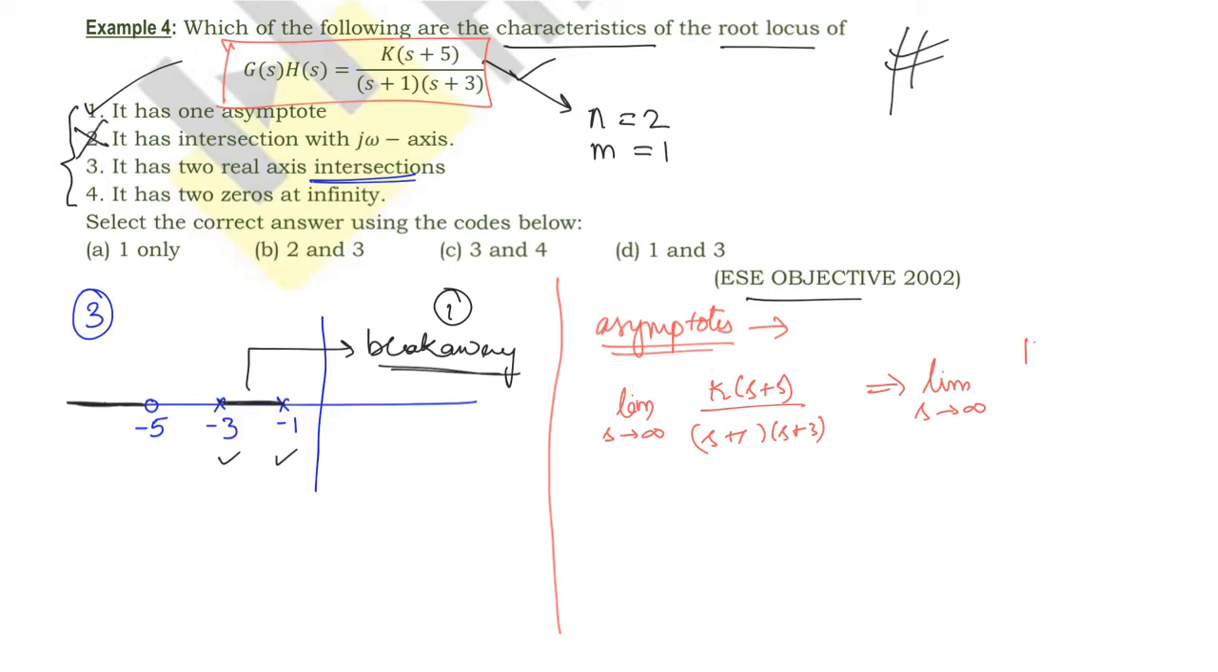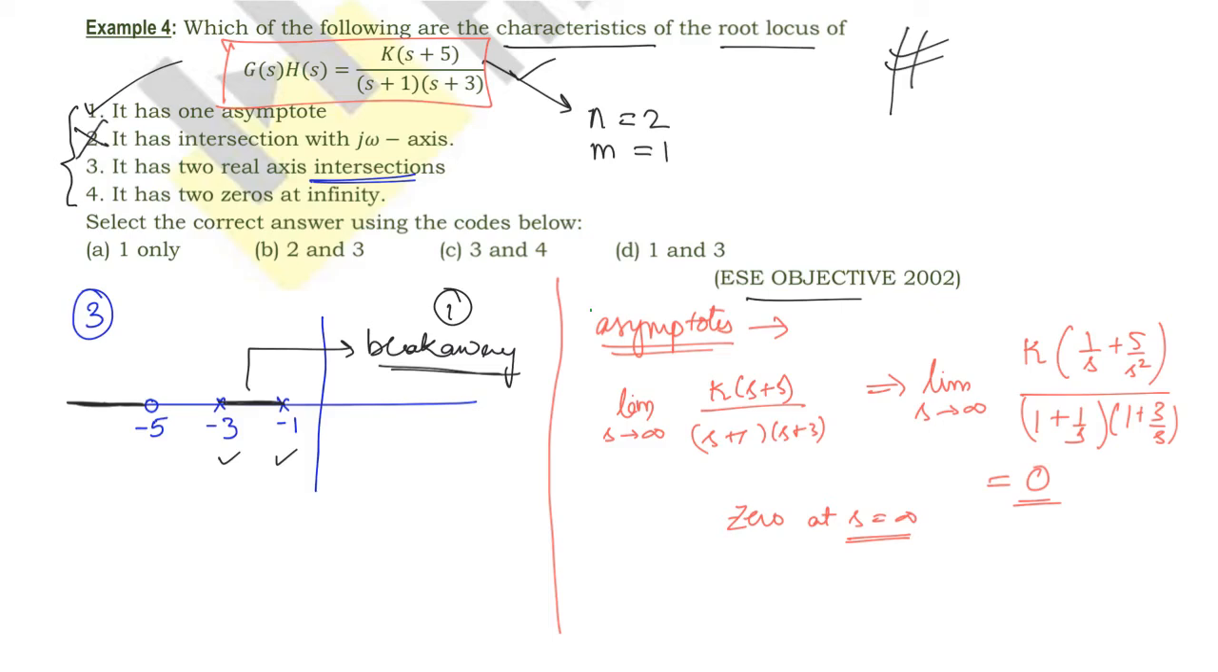So you will get K into (1 by s plus 5 by s square) divided by (1 plus 1 by s) into (1 plus 3 by s). So here you are getting 0 when you take the limit s tends to infinity. That means there is a zero at s equal to infinity. So s equal to infinity is one of the zeros of this function, along with the zero at minus 5.